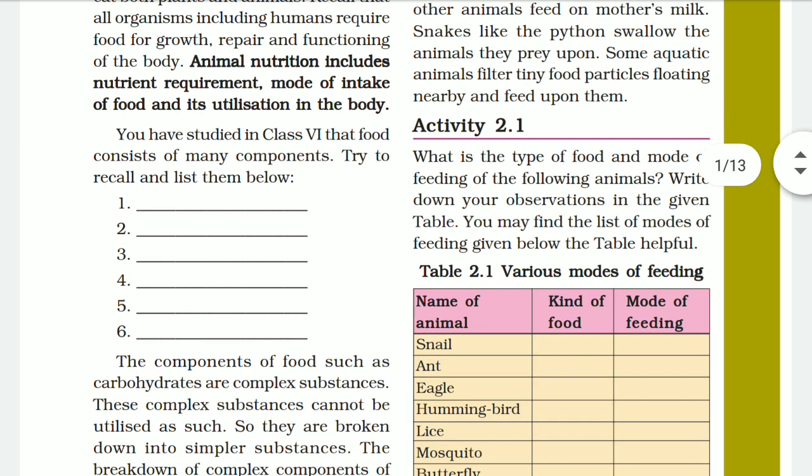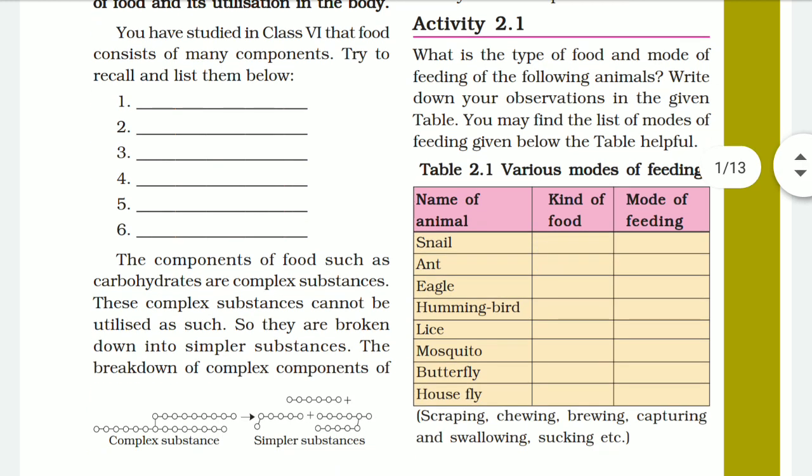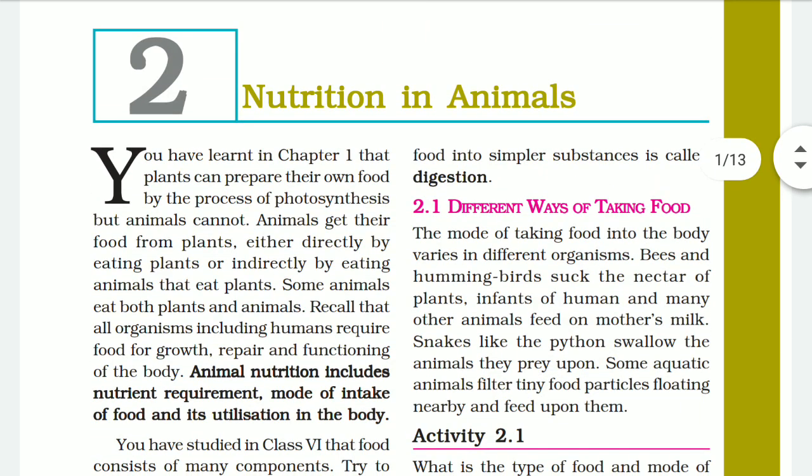You have studied in class 6 that food consists of various components. You remember carbohydrates, proteins, vitamins, right? They are the components of the food. The components of the food, such as carbohydrates, are complex substances. These complex substances cannot be utilized as such directly, right? So they are broken down into simpler substances. You need to make them even simpler to be absorbed by the body and used to produce energy. The breakdown of complex components of food into simpler substances is called digestion.